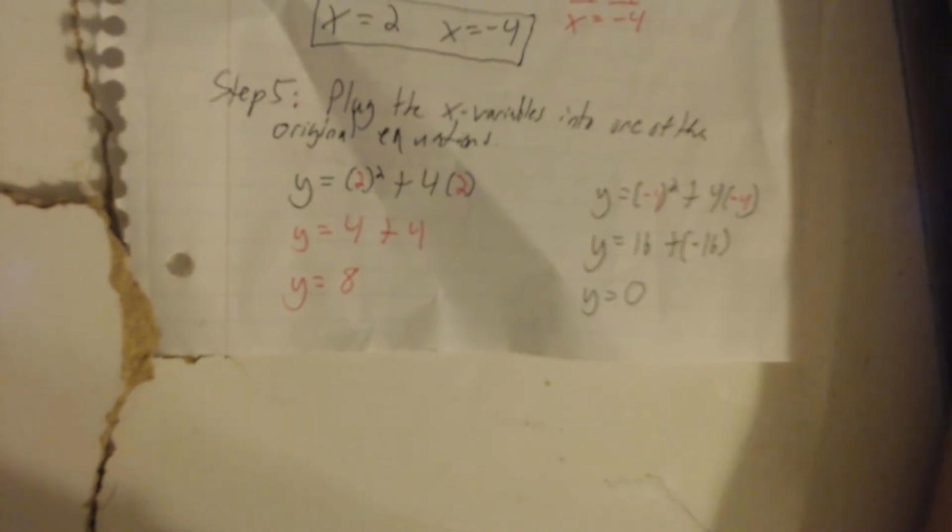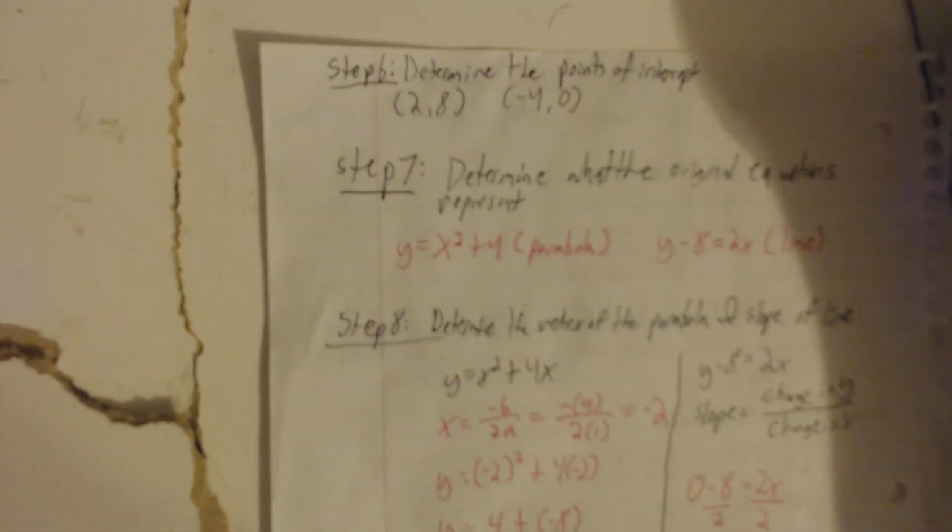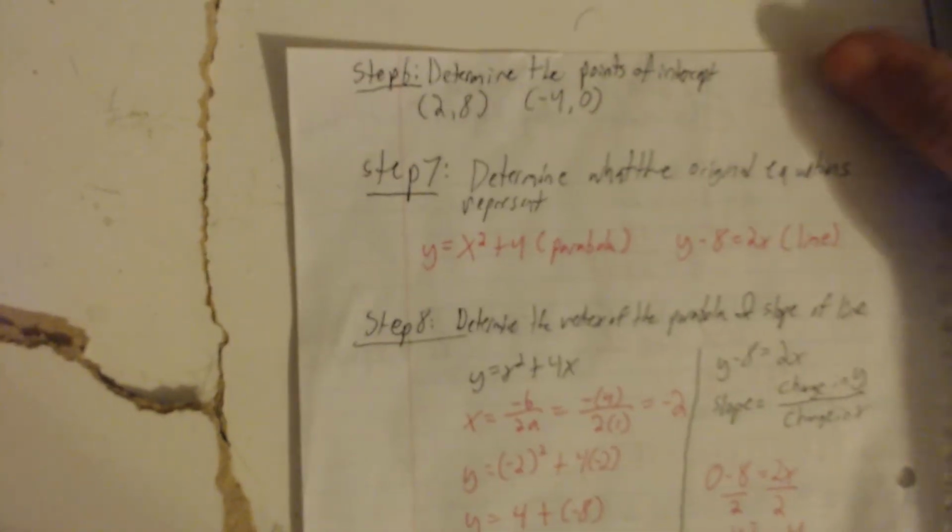So from there, you can plug the x values that you get into one of the original equations, and then you just figure it out, and that'll give you your y-values as well. So for this one, we have x equals 2, x equals negative 4, y equals 8, and y equals 0. So those are the points of intersection.